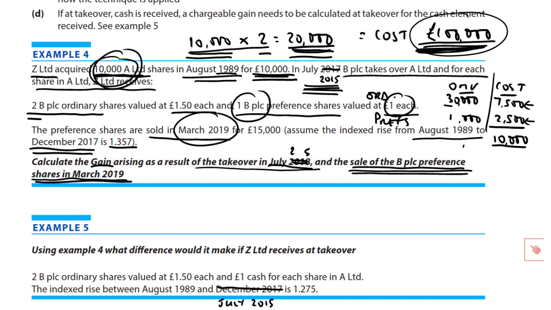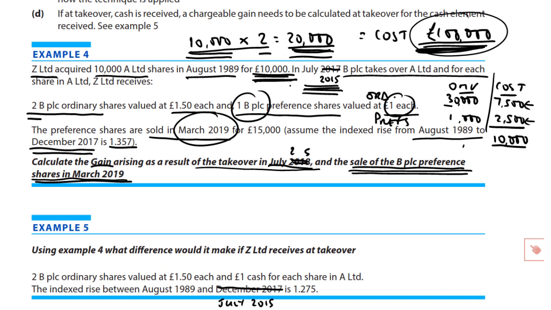But of course that is when they then tell you how those shares had been acquired. That Z Limited had not originally acquired any preference shares in BPLC. Now they tell you the history. Z Limited originally acquired 10,000 shares in A back in August 89 for £10,000. Then in July 15, what happened? Then there was the takeover.